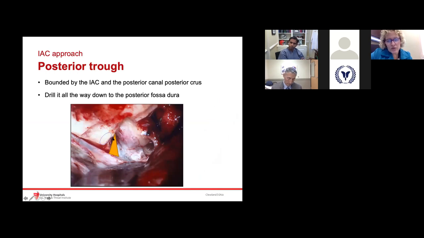So this is really the place that at least I started drilling, is to find the superior canal, and then you can find the backside of the internal auditory canal and drill out your posterior trough. And I drill it all the way down to the posterior fossa dura. Many times I'll go ahead and release CSF from the cistern. In this area, it helps to decompress the brain. And sometimes you can get that horrible retractor out at that point and just continue your drilling without a retractor, because the brain is really relaxed at that point.